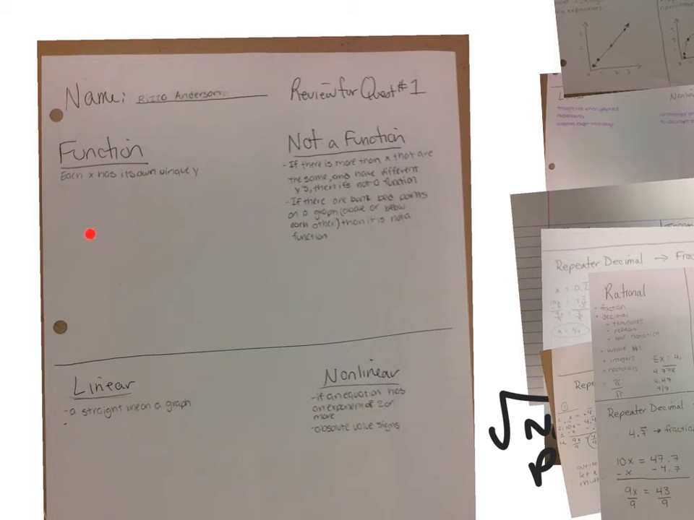So our quiz tomorrow is on whether something is a function or not a function. A function is when each x has its own unique y value. Not a function is if there is more than one x and there are some y's that go to two different y's. If there are bunk bed points, remember those points that were up and down on a graph, it is not a function.